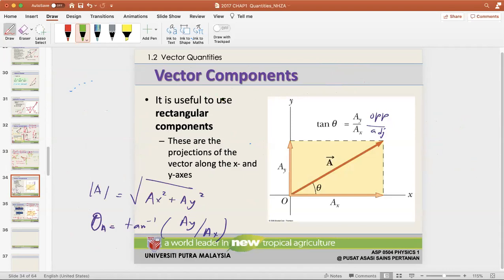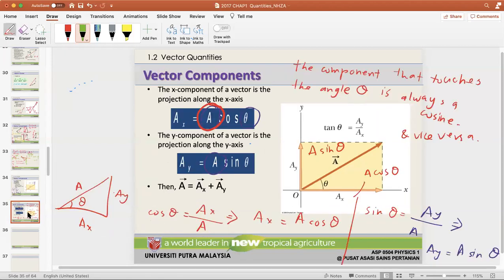So, vector components. It is useful to use rectangular components, as I said before. These are the projections of the vector along the x and the y axis. So ax and ay, we already learned how to resolve them just now. The magnitude is the square root of ax squared plus ay squared, which gives you the magnitude of A, only the magnitude, not the direction. The direction is given by the inverse tangent of the ay component over the ax component. Easy peasy lemon squeezy, it's just an equation. And remember the component that touches the angle gets the cosine. We already learned this, we got a bit ahead, so that's fine.